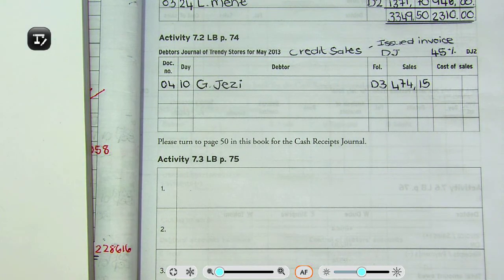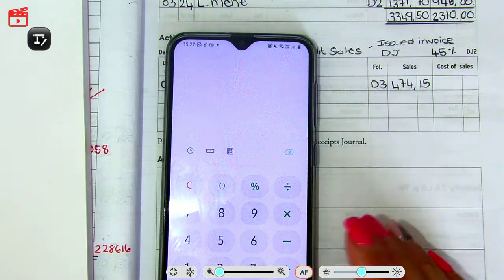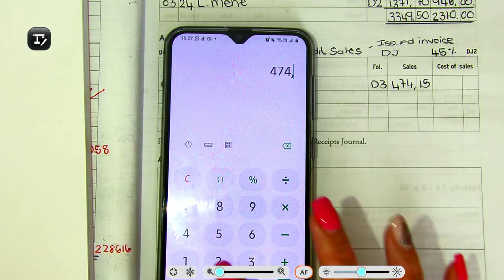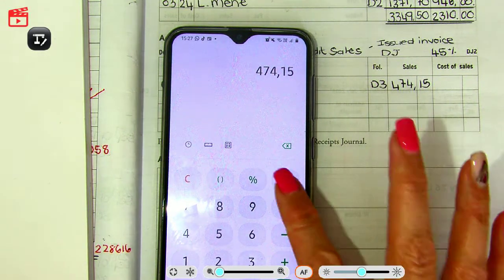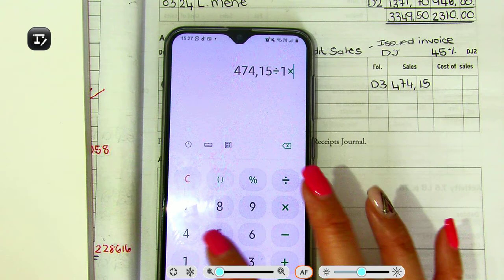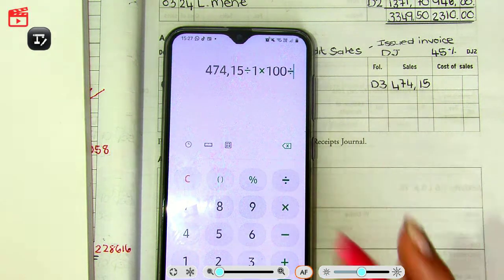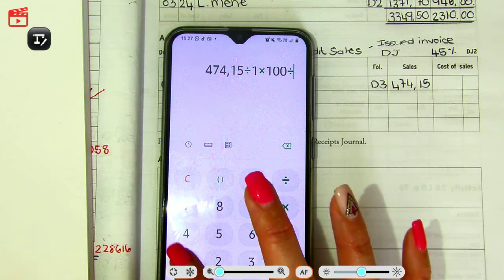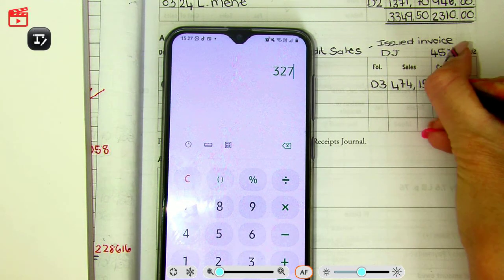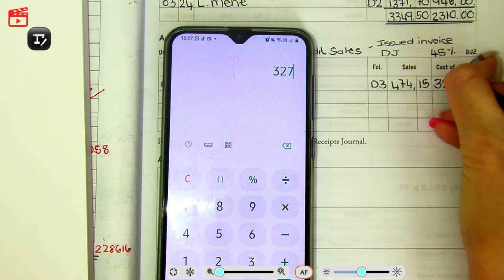Now I have to work out my cost of sales, and I need to use my CP formula. So CP equals 474.15, which is my selling price, divided by 1 times 100 divided by 100 plus my percentage, which is 145. So my cost of sales is 327.